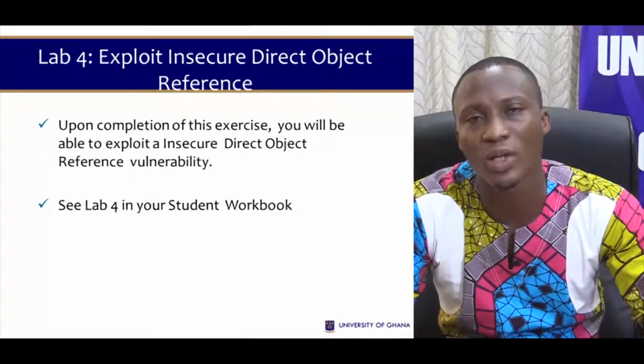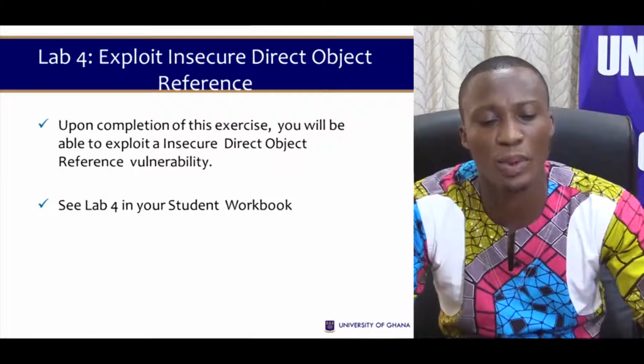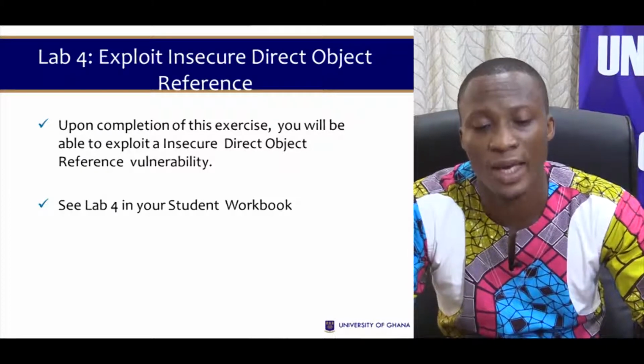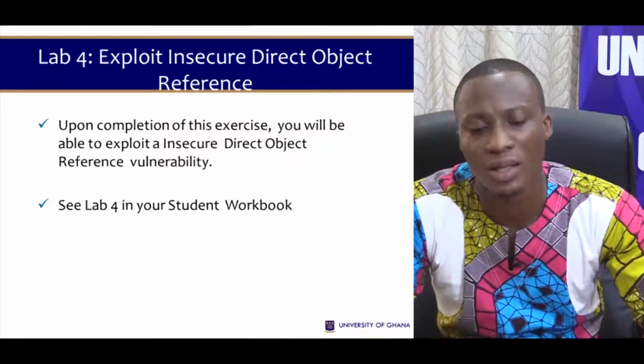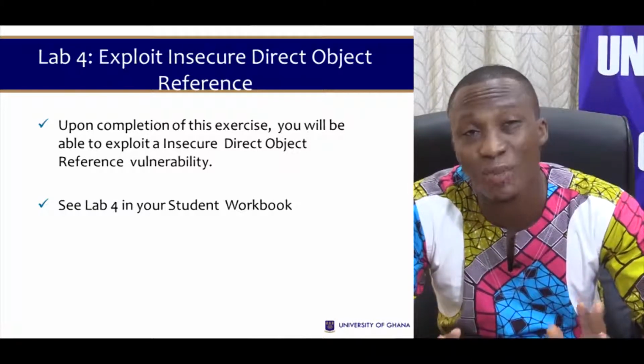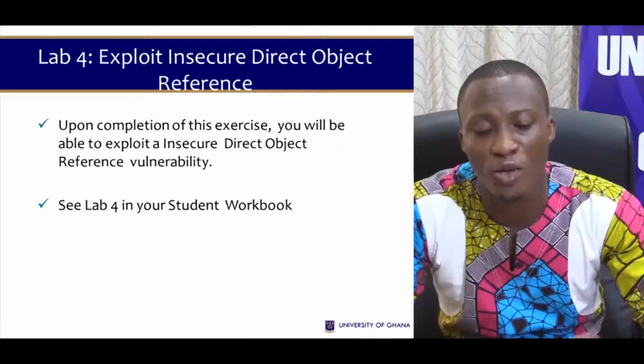Now, once you go to Sakai and you go to lab 4, you'll be able to exploit insecure direct object referencing. Upon completing this exercise, you will be able to exploit that part of the vulnerability with regards to insecure direct object reference.